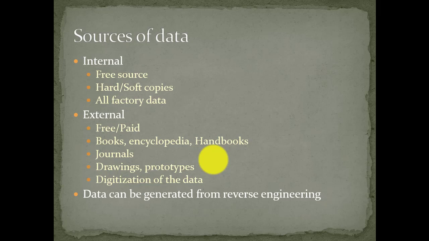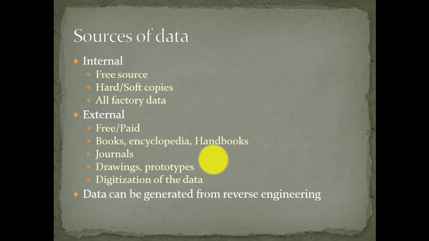And the external source of data is the data which you would like to take from outside of the organization. That could be free or paid. Some of the data is available freely, some on a paid basis. So what are the examples? That could be books, encyclopedias, handbooks, journals. Some of the journals are paid journals and some are open source or free journals, where you will be downloading directly. There could be some drawings, there could be some prototypes. Again, with patent information, some of the information could be freely available, and some could be copyrighted and you have to pay royalty to buy it.